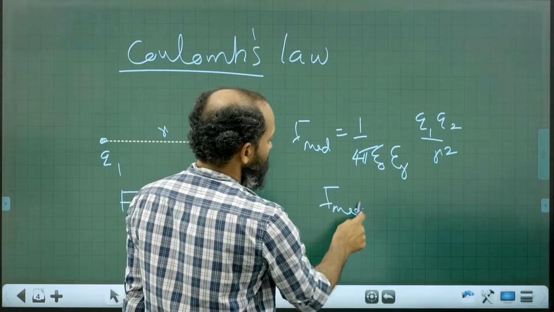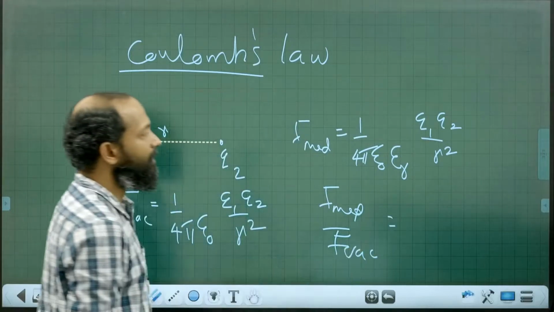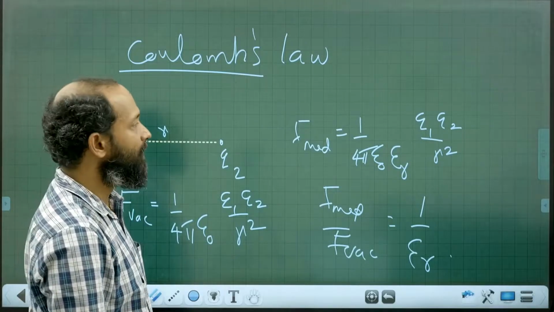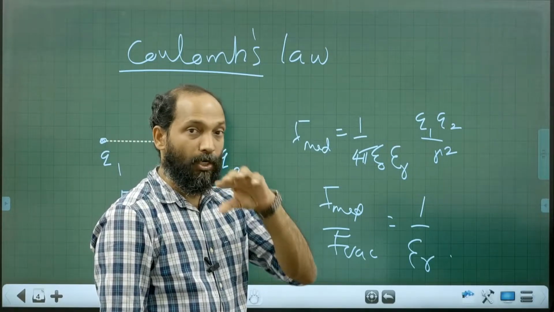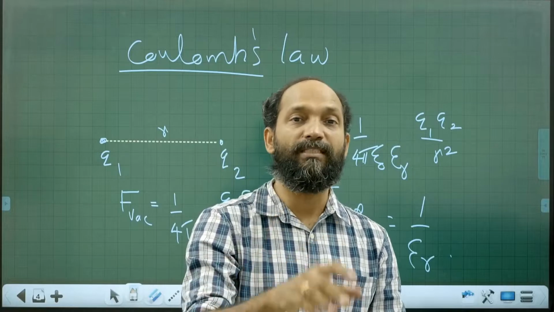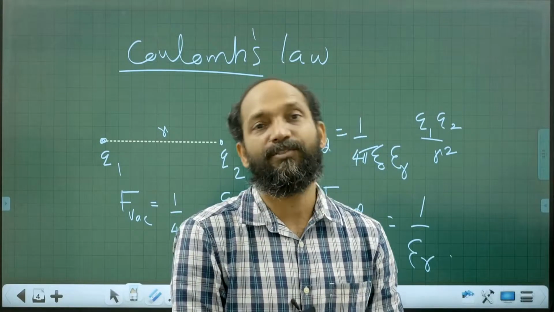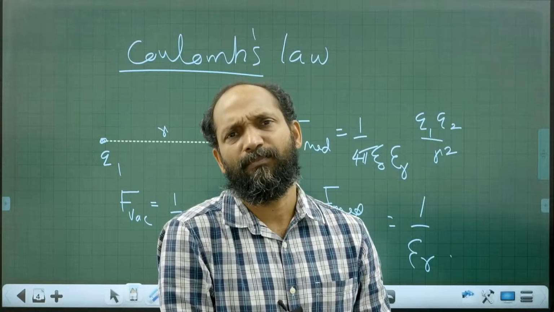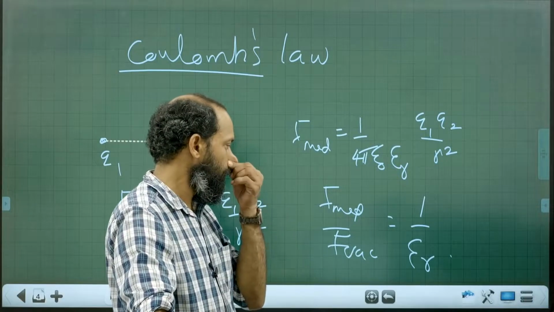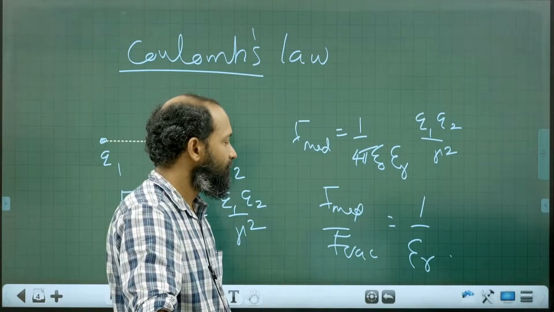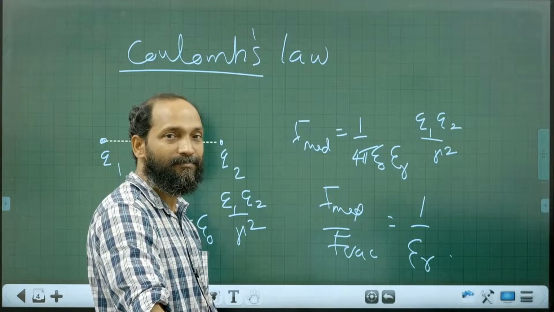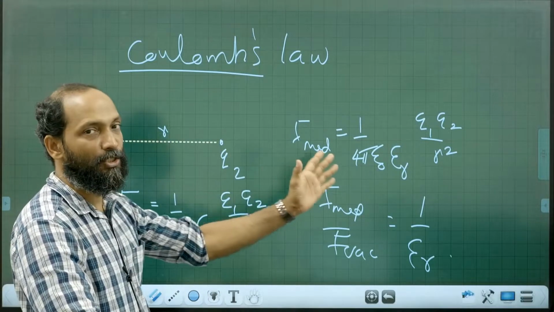Then F medium divided by F vacuum is equal to 1 by epsilon R, where epsilon R is the relative permittivity, also called dielectric constant. Epsilon R has no unit, no dimensions. Epsilon R for water is close to 80. Epsilon R for air is close to 1. Vacuum is exactly 1. Air is slightly greater than 1. That parameter tells you by what factor the electric interaction is reduced when some medium is introduced in between.